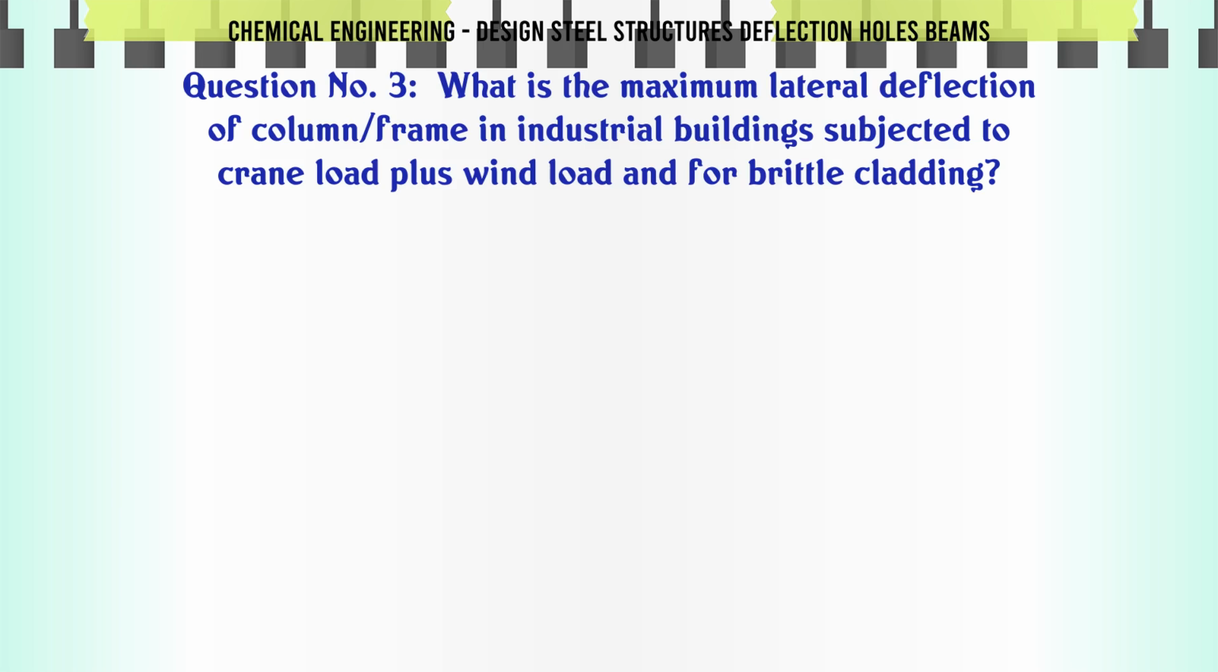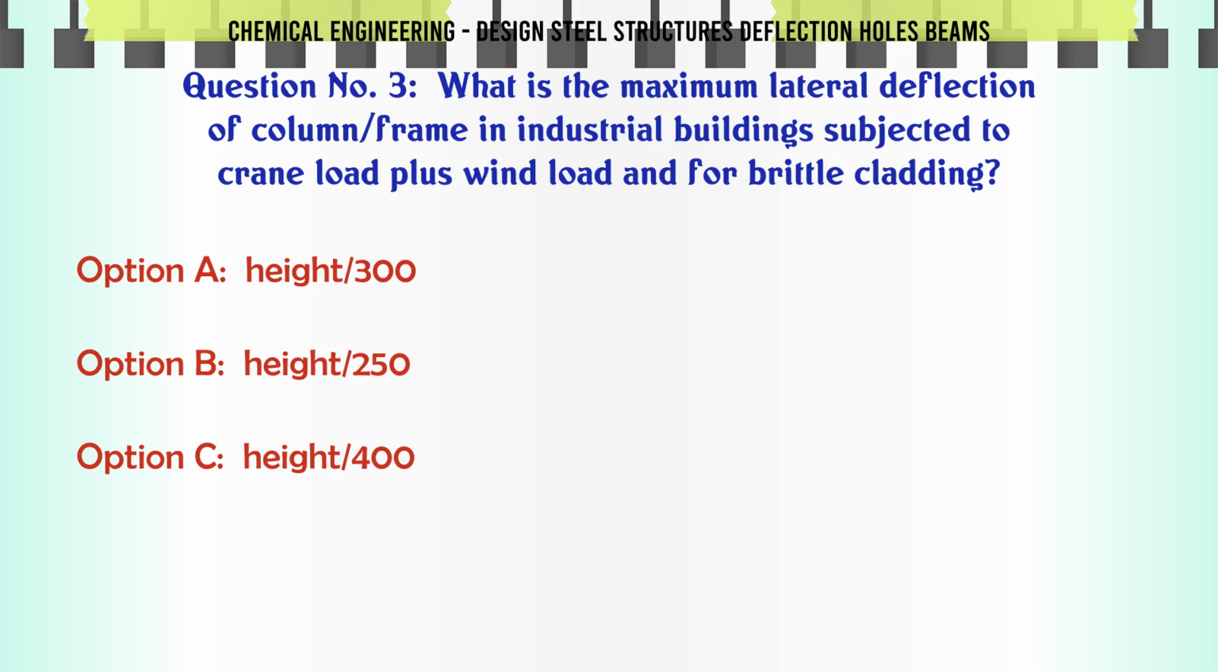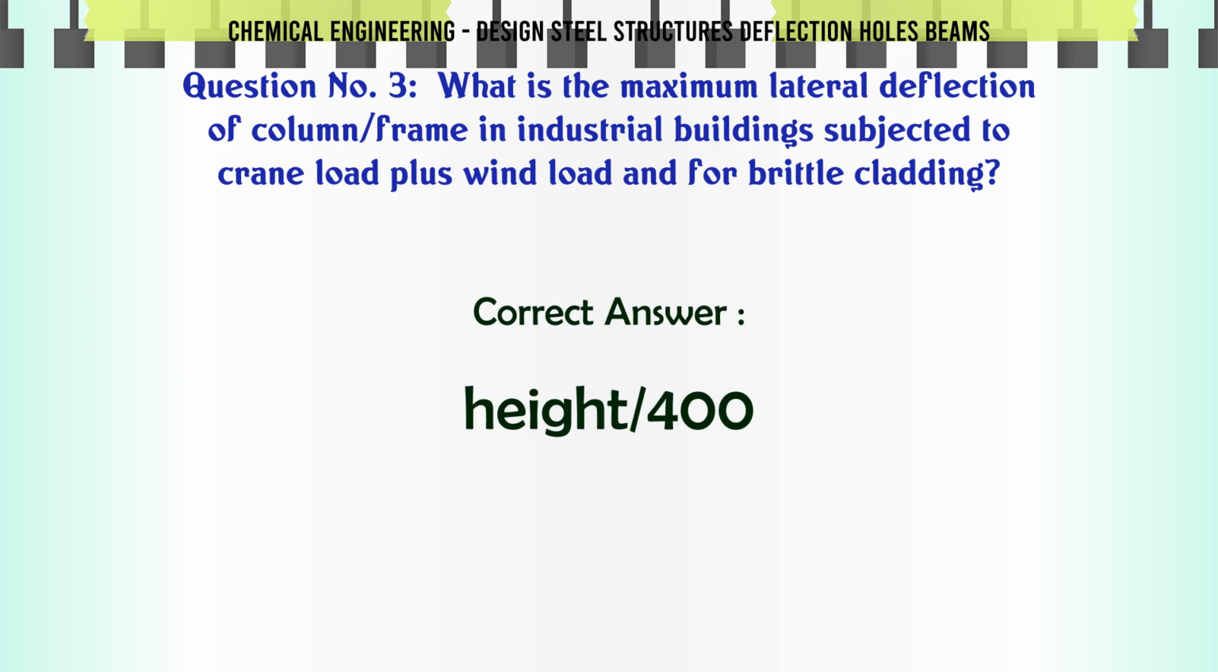What is the maximum lateral deflection of column frame in industrial buildings subjected to crane load plus wind load and for brittle cladding? A. Height 300. B. Height 250. C. Height 400. D. Height 500. The correct answer is height 400.